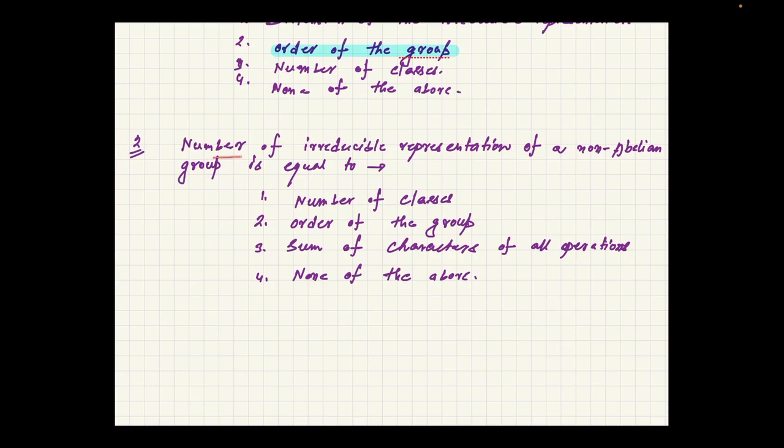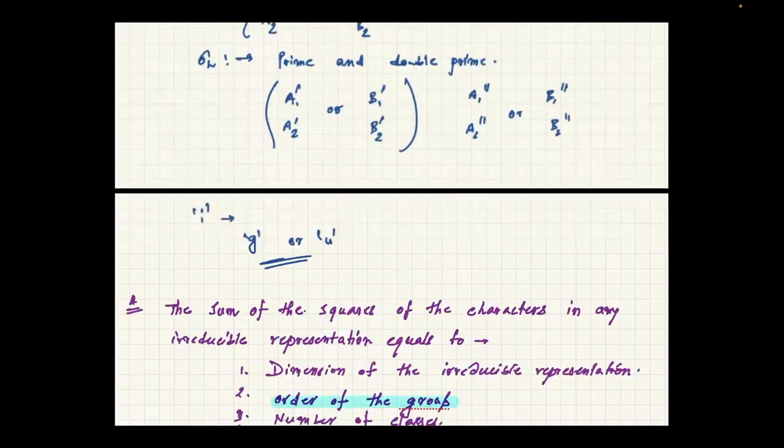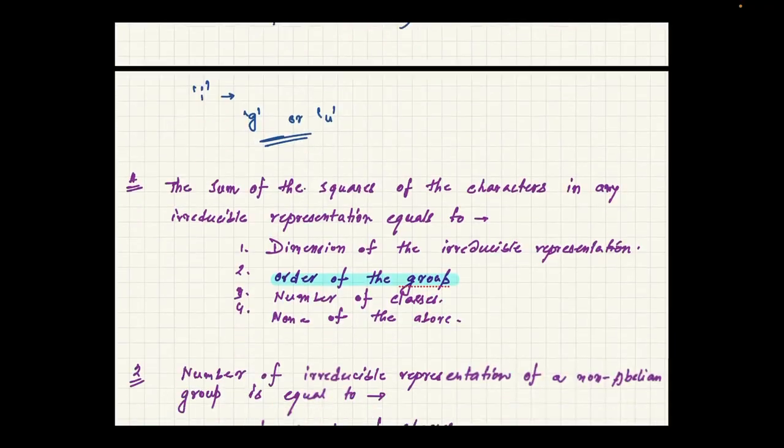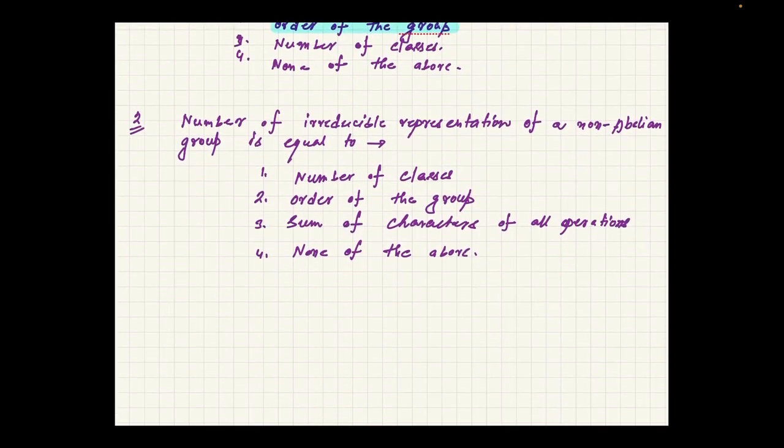Okay, we also just discussed this today. Like for the C2v point group, there are 4 symmetry operations, right? And 4 symmetry operations represent 4 individual classes. So the number of classes will be equal to the number of irreducible representations. This will be the answer.